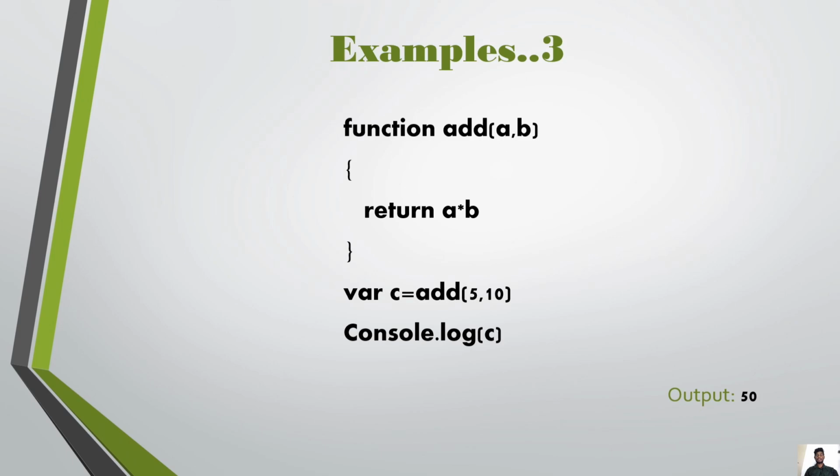Example 3 is return value program. Function add(a, b). Return a multiply b, where c equal to add(5, 10). Here 5 is defined by a and 10 is defined by b. Console.log(c), the output is 50.